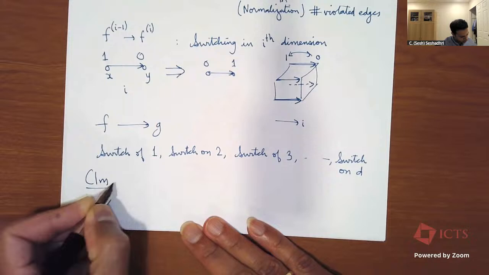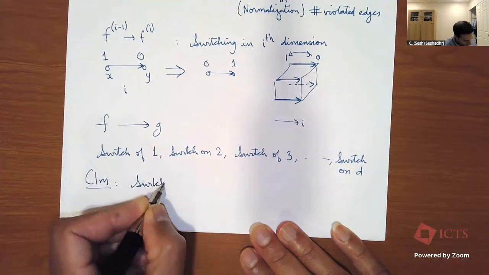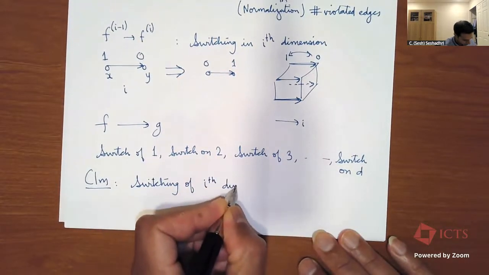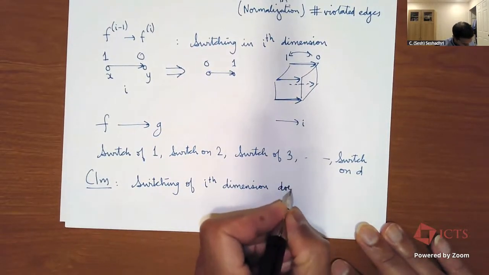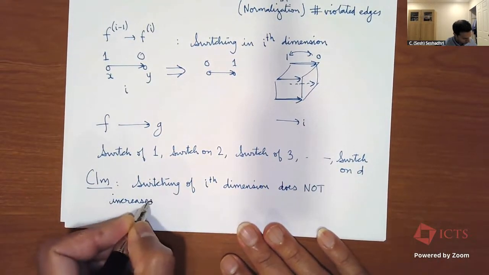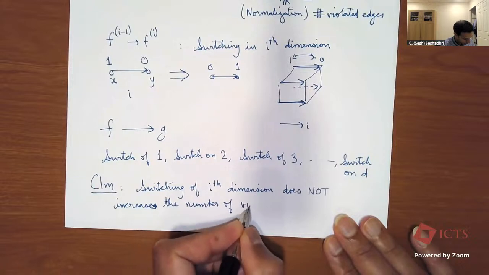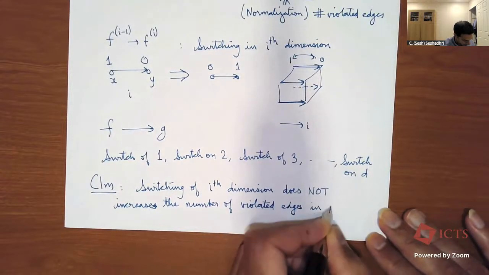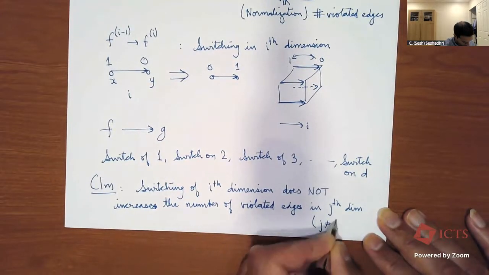So I'm going to write a claim here. And with this claim, the entire proof will follow, which is: switching on the ith dimension does not increase the number of violated edges in the jth dimension, where j is not equal to i.